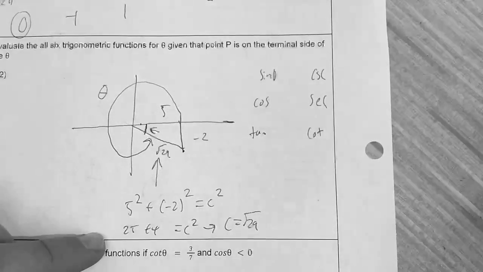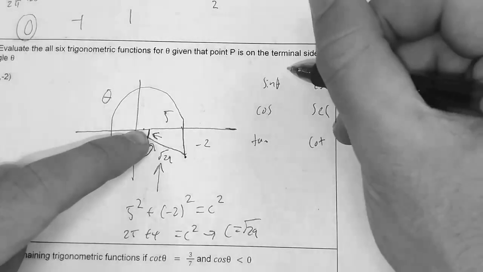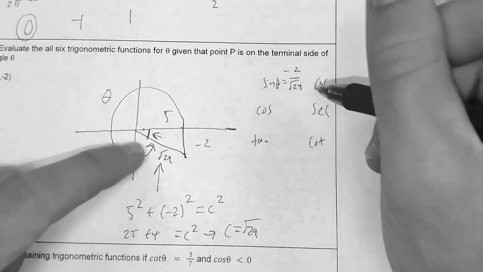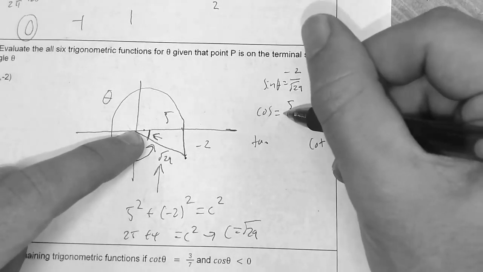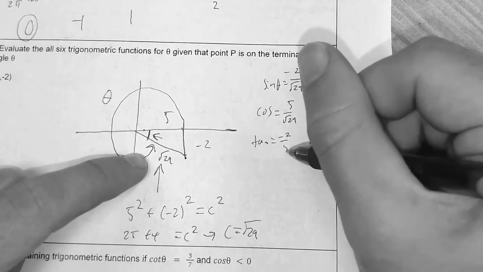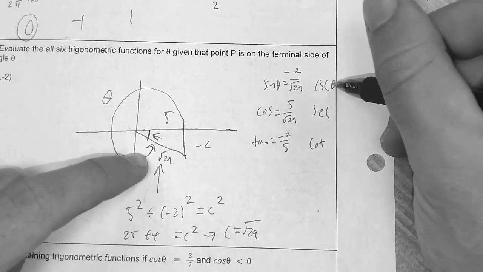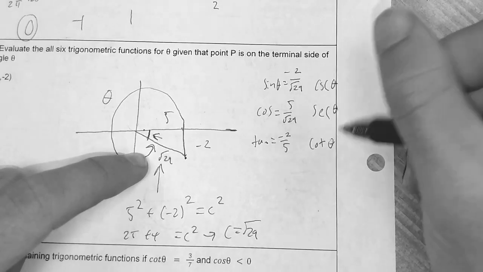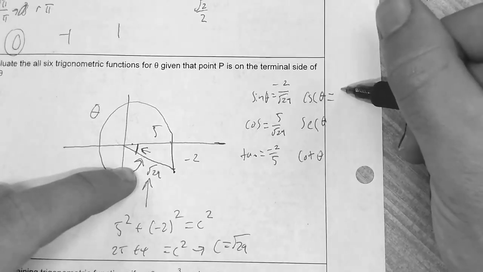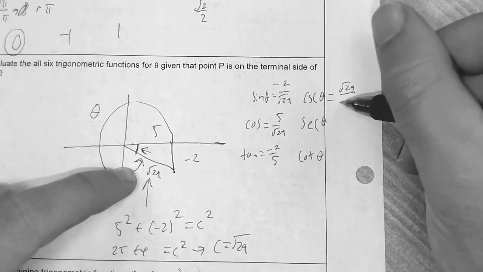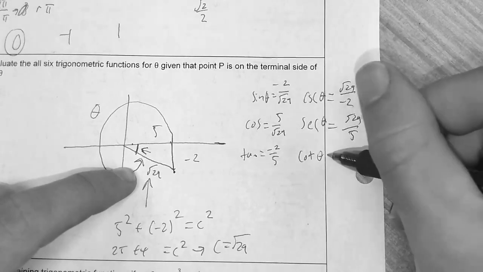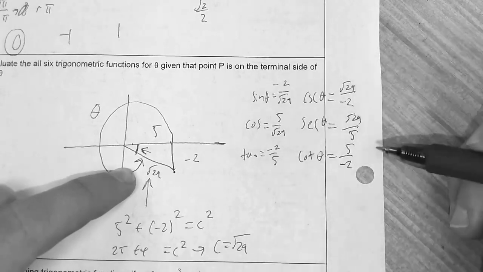Okay, now I can fill everything in. Sine would be negative 2 over root 29. Cosine would be 5 over root 29. Tan would be negative 2 over 5. Cosecant theta would be just this in reverse, root 29 over negative 2. Secant would be root 29 over 5, and cotangent would be 5 over negative 2.